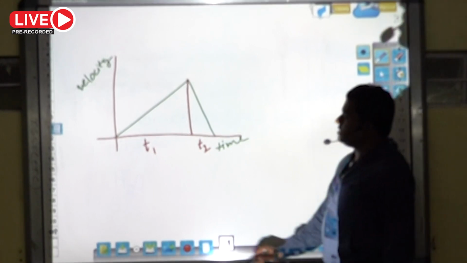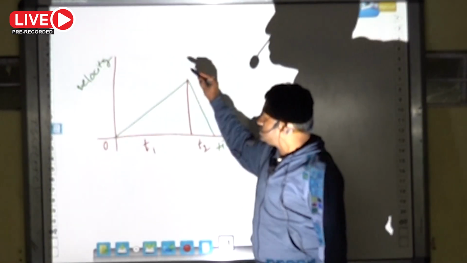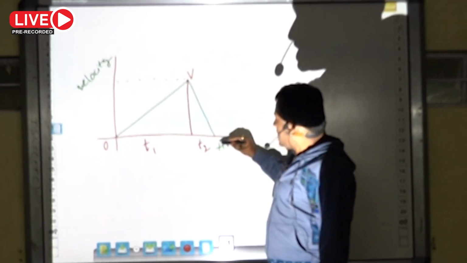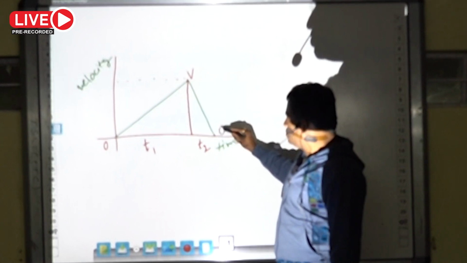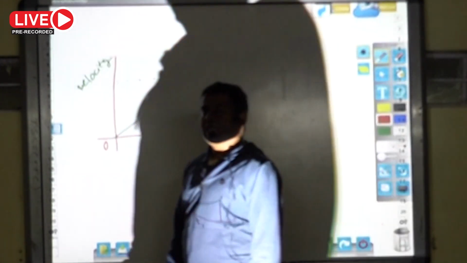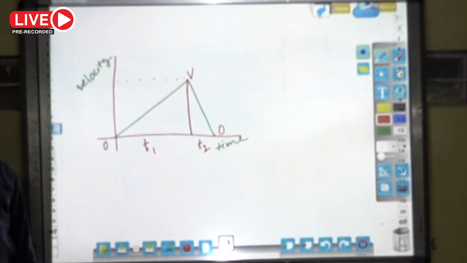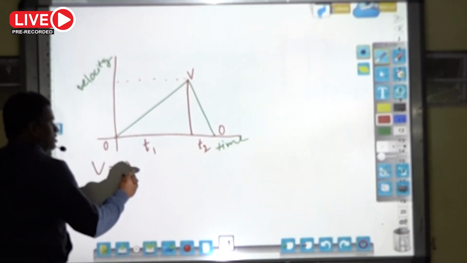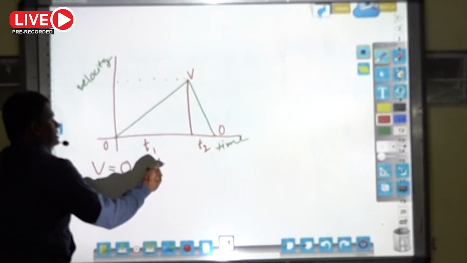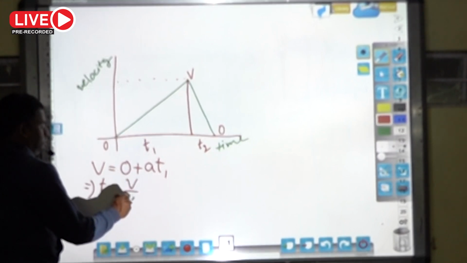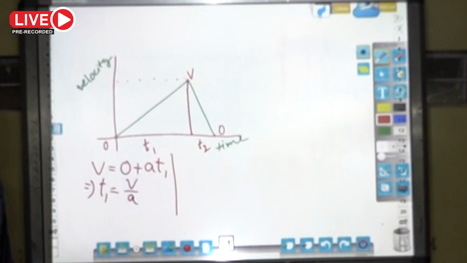Then I can consider here velocity is 0. This velocity increases to a maximum value v, and again it comes to 0, then the particle stops. For the first part of the journey, I can use the equation v equal to u plus at, that is final velocity v equal to initial velocity 0 plus acceleration a into time t1, and we can write t1 equal to v by a.